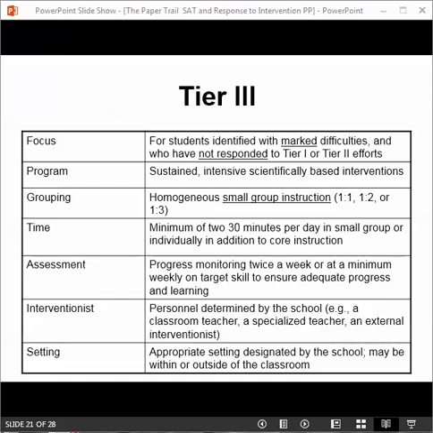It's usually small group, 1-to-1, 1-to-2, no more than 3 students. It's a minimum of 30 minutes per day in small group or individually in addition to the core instruction. You don't pull them out of the core instruction, you still allow them to do that. It's progress monitored twice a week or at a minimum weekly on target skills to ensure adequate progress in learning. And personnel is determined by the SAT team, and it's an appropriate setting by the school, and it may or may not be in the classroom.